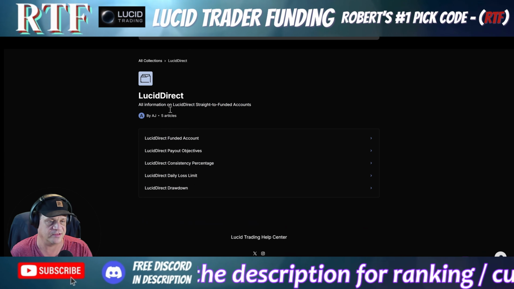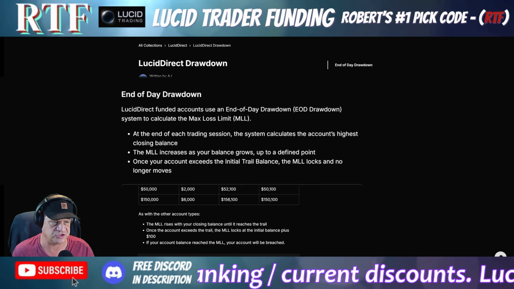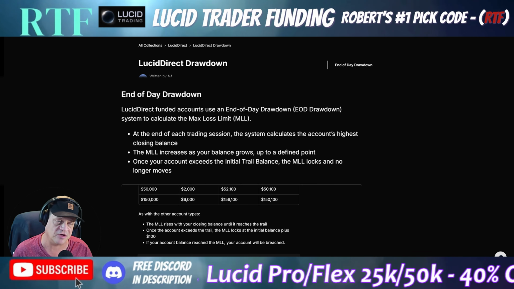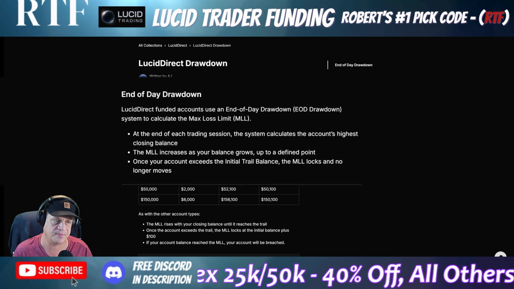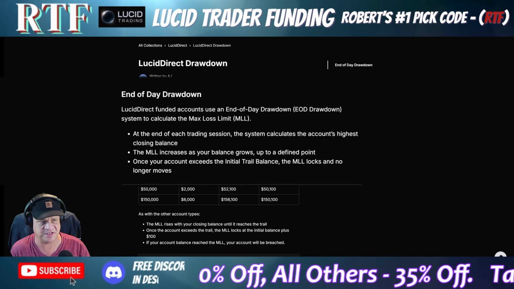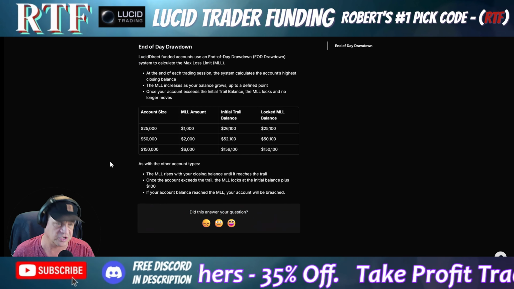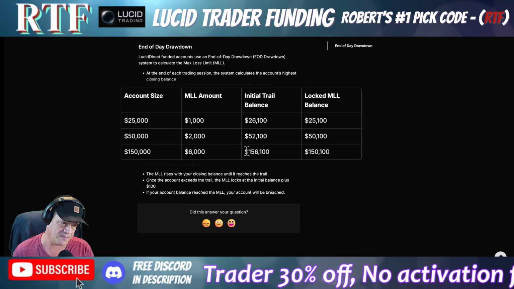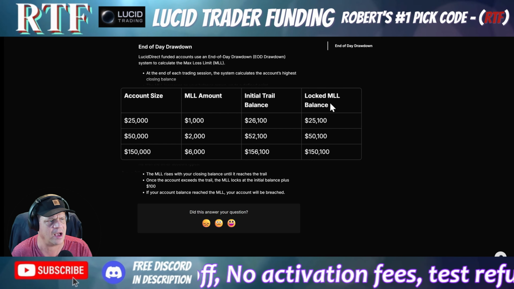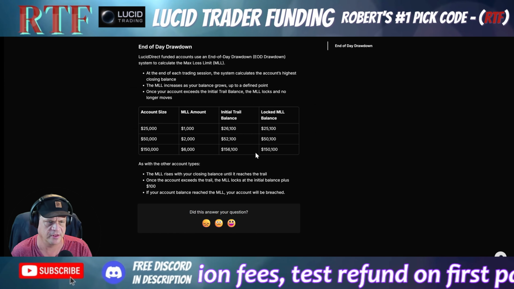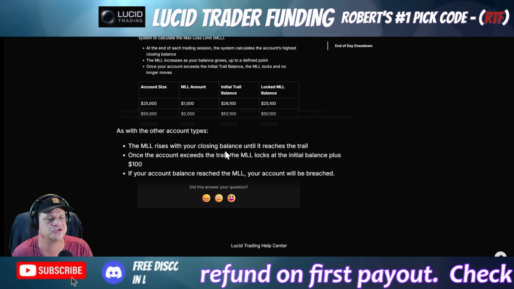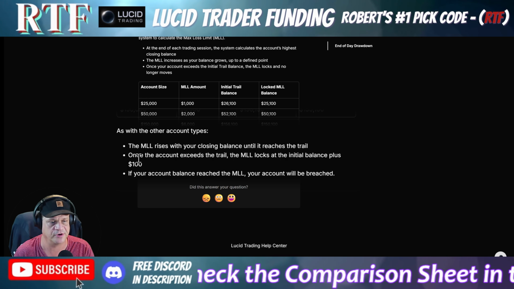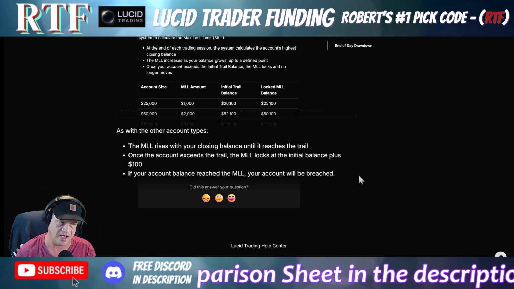All right, and there's one more, the drawdown. Lucid Direct funded accounts use an end-of-day drawdown system to calculate the max loss limit. At the end of each trading session, the system calculates the account's highest closing balance. The MLL increases as your balance grows up to a defined point. Once your account exceeds the initial trail balance, the MLL locks and no longer moves. So for $50,000, you get a $2,000 MLL, the max loss limit. Your initial trail balance would be $52,100, and the locked MLL balance would be $50,100. As with all the other account types, the MLL rises with your closing balance until it reaches the trail. Once the account exceeds the trail, the MLL locks at the initial balance plus 100. And if your account balance reaches the MLL, your account will be breached.